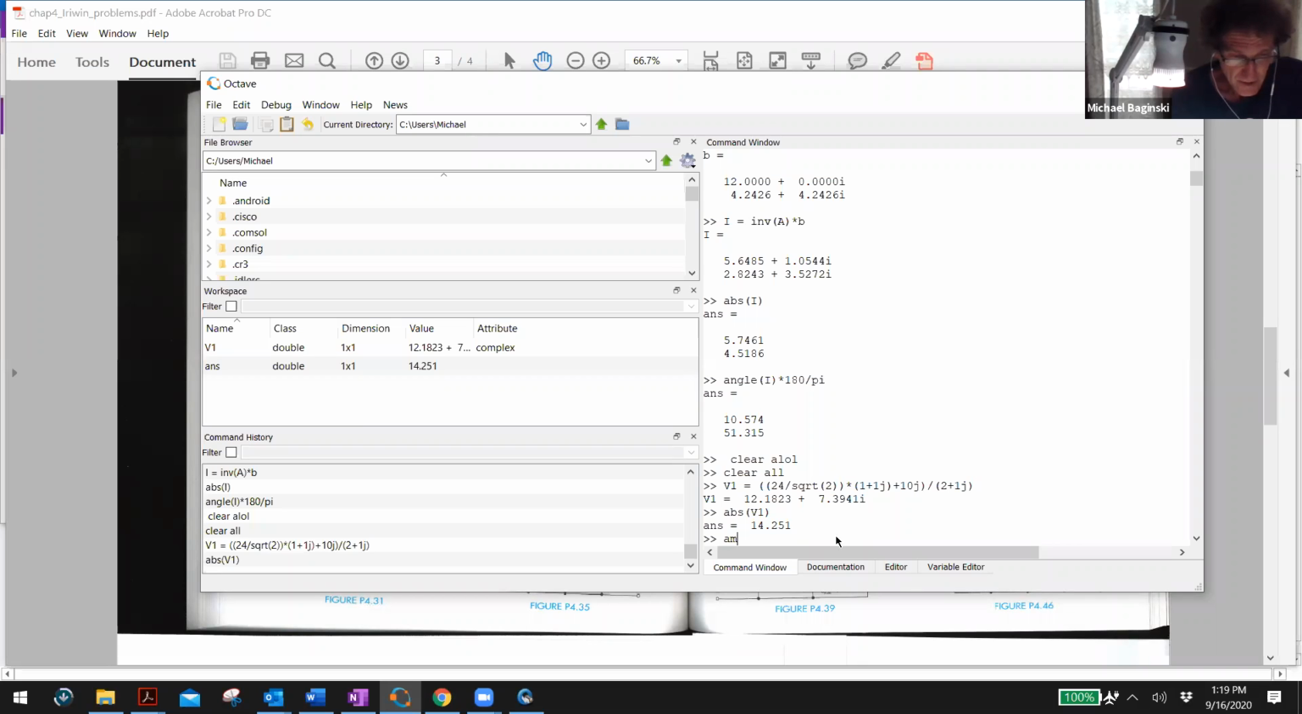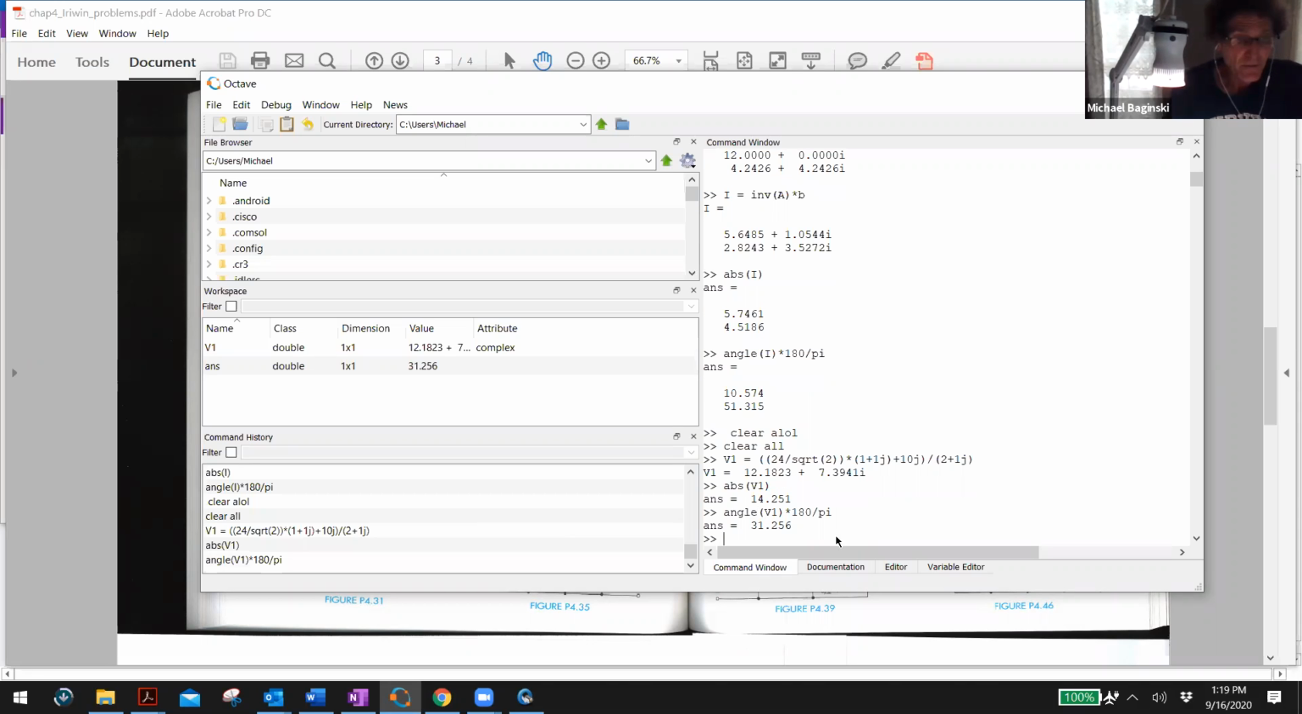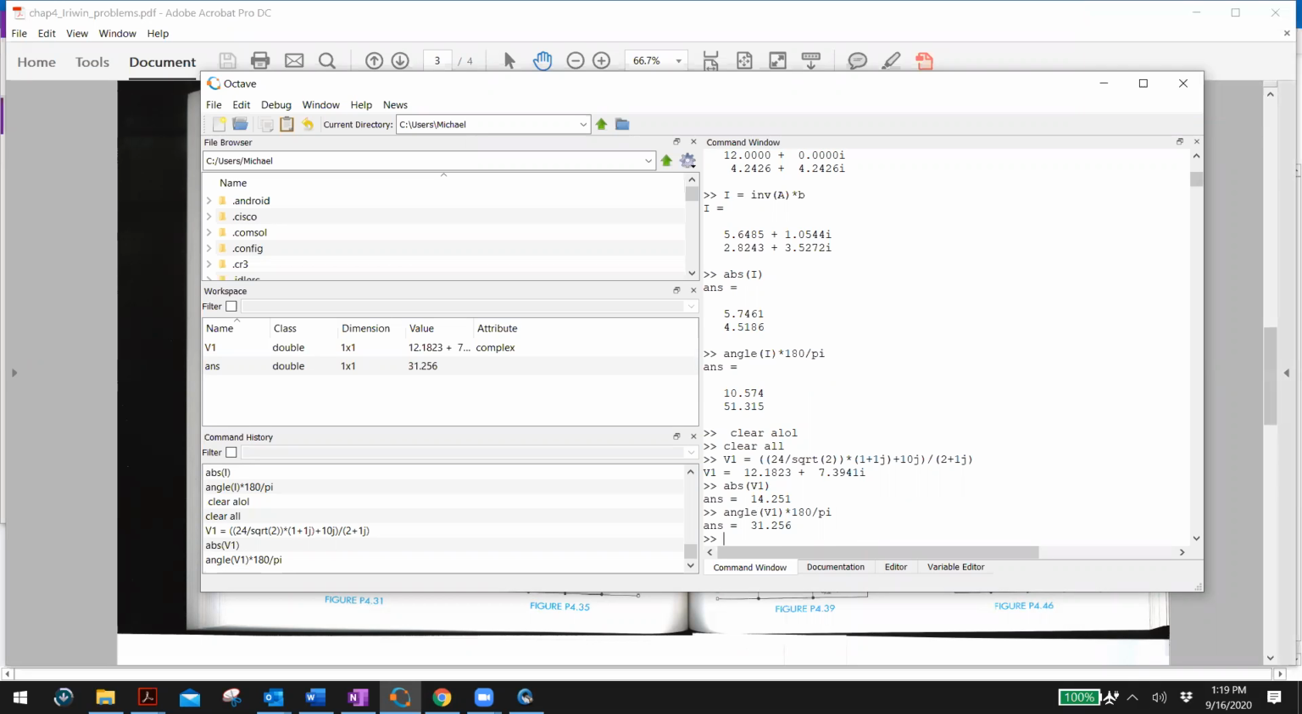And then there's the angle, and there's probably a function that'll do this for me too. That would be in degrees. Do you all agree with this? Dr. Baginski, would you mind explaining how you got the 24 over the square root of 2 thing?